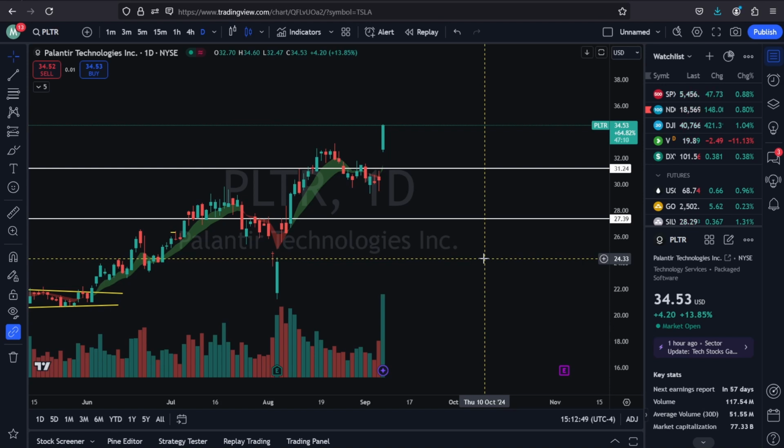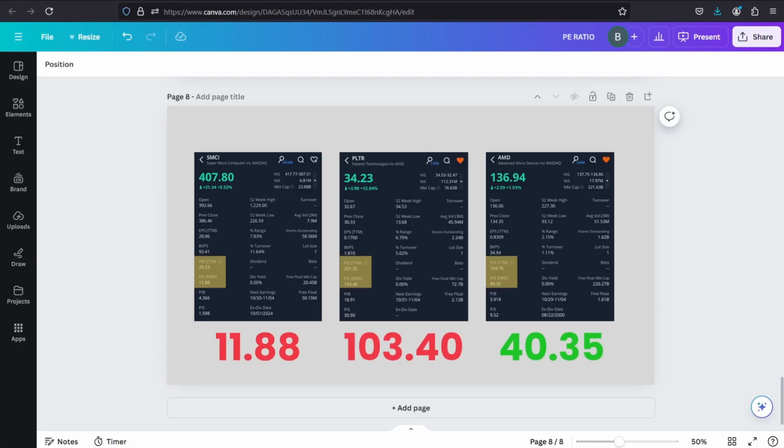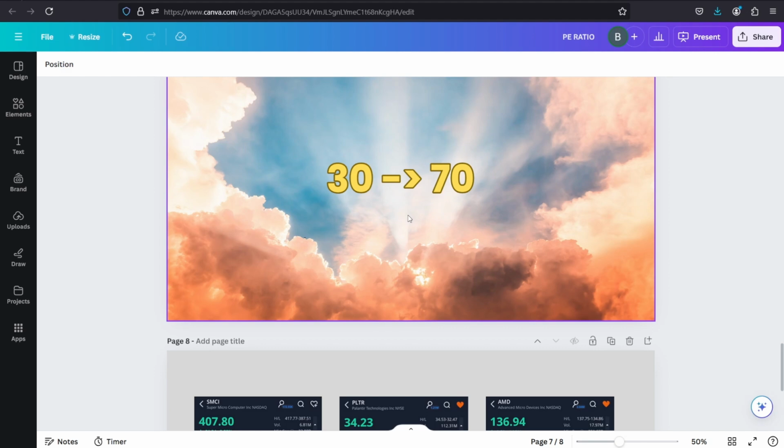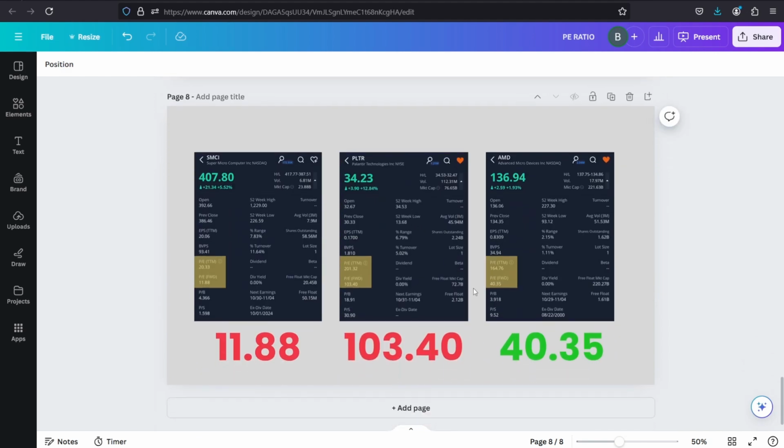Wow, the stock's up 13, 14% just about today. But what does that do to their PE ratio? Their PE ratio forward is sitting at 103.4. Is 103.4 within this range? No, it's not. So what do we do here? Do we buy it? Do we sell it? How do I take advantage of this? You do nothing. You sit on your hands and you do nothing.